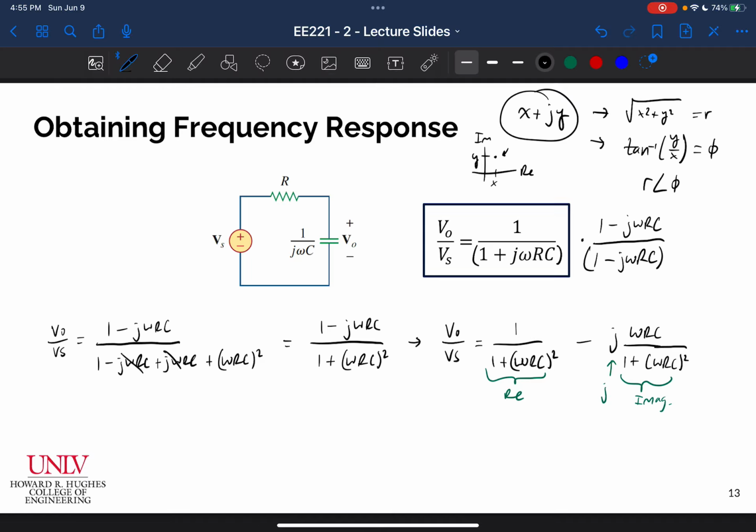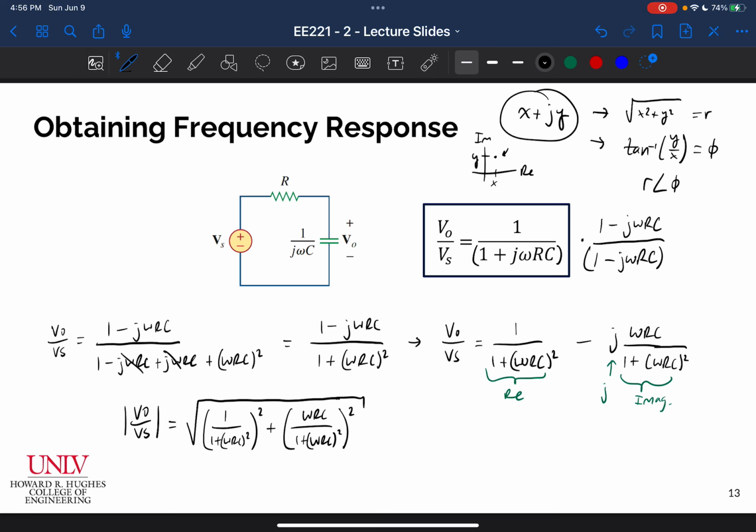So if I want to find the magnitude of a complex number, right, I take the square root of the real part squared plus the imaginary part squared. So for me, the magnitude of V out over Vs is going to be equal to the square root of the real part squared, so 1 over 1 plus (omega RC) squared, and that whole thing squared, plus omega RC over 1 plus (omega RC) squared, that whole thing squared.